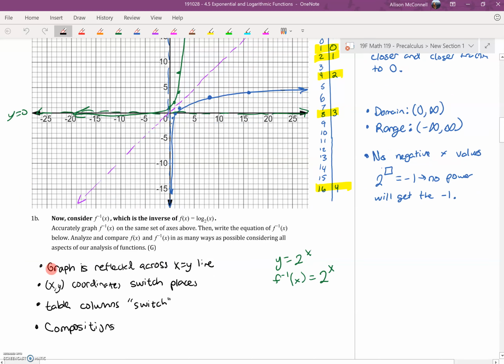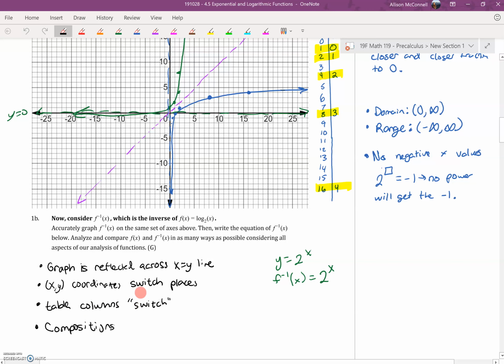Okay, so in the past we've looked at inverses and we came up with a few things for inverse relationships. The graph is reflected across the y equals x line. The x, y coordinates on the graph itself are switched. So for instance, this is at 8, 3, so the inverse point to that would be 3, 8, and if we go over 3 and up to 8, we'll see that we land there.